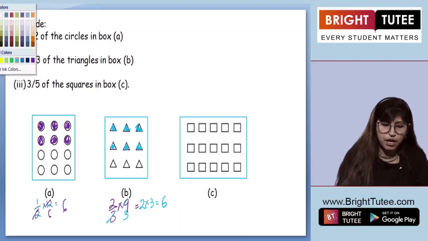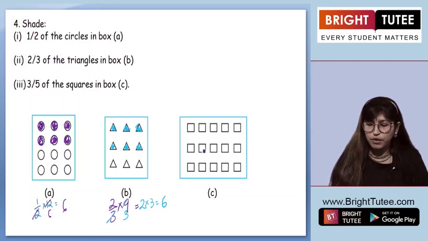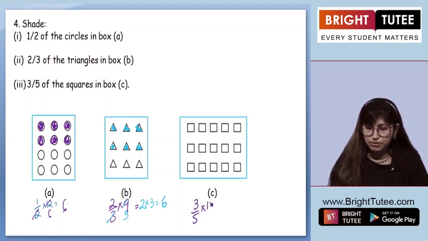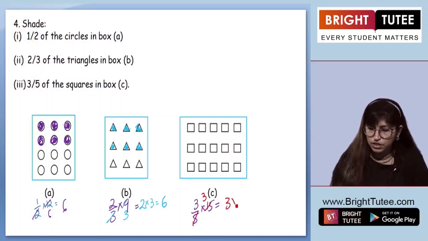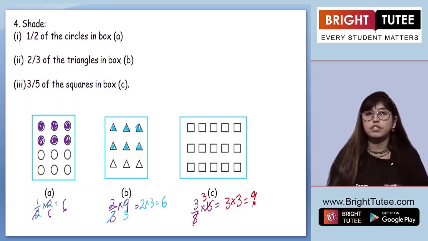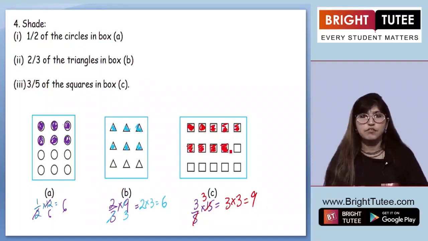Now let's move on to the third part. It says 3/5 of the squares in the box. Now if we count the squares, 1, 2, 3, 4, 5, 1, 2, 3, 4, 5, that is 10 plus 5 is 15. So we'll be getting 3 by 5 times 15. We will be cancelling that out. 5 times 3 is 15, so 3 times 3 is 9. So out of these 15 squares, we will be shading 9 squares. So 1, 2, 3, 4, 5, 6, 7, 8, 9. So we have shaded 9 squares out of these 15 squares.